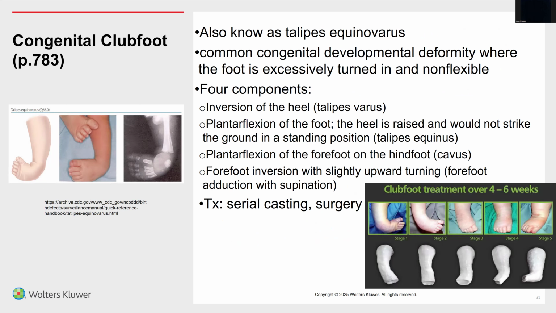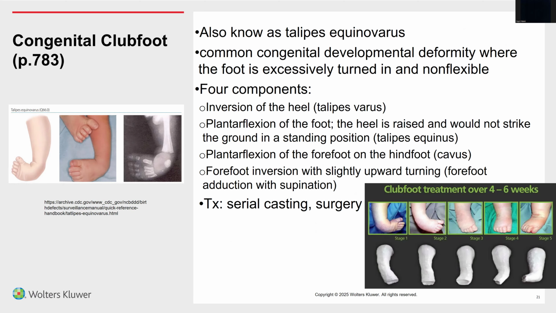is a common congenital developmental deformity where the foot is excessively turned in and non-flexible. So the foot's going to appear turned in and down. It's usually smaller than a normal foot with a soft, flexible heel because of the hypoplastic or underdeveloped calcaneus. The heel is internally rotated, making the soles of the feet, if it's bilateral, face each other.